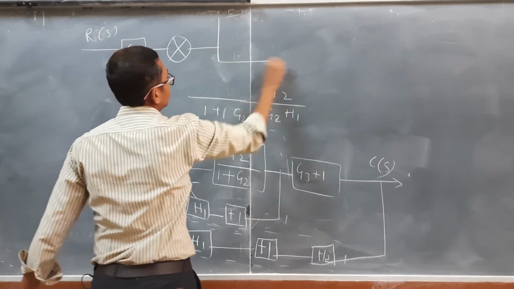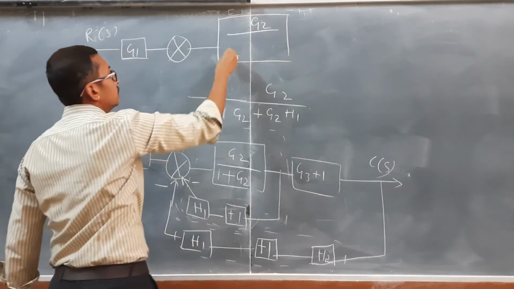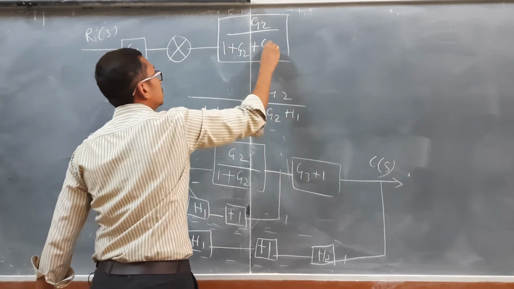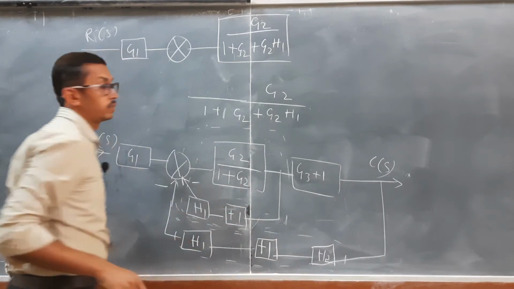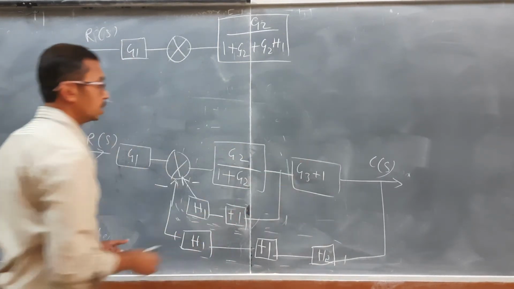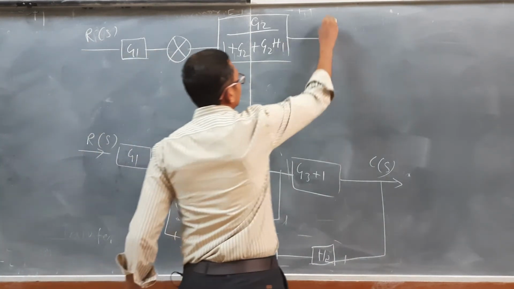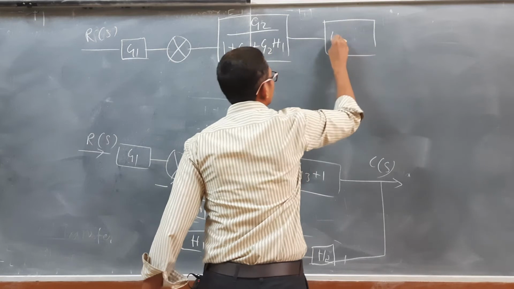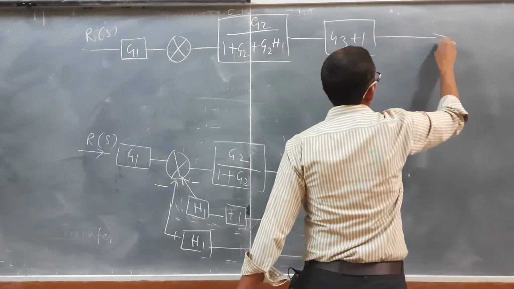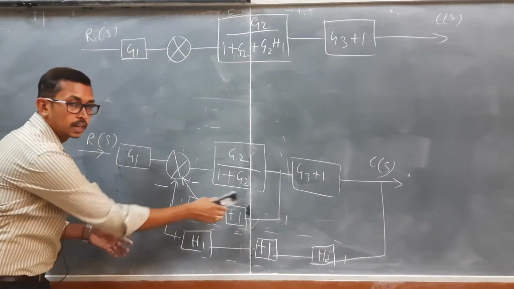So this I am going to write as G2 divided by 1 plus G2 plus G2 H1 after simplification. Okay. So I am going to erase this one. Next, what else do we have? We have this block, G3 plus 1, and finally we have an output E of S. So this path has been eliminated.